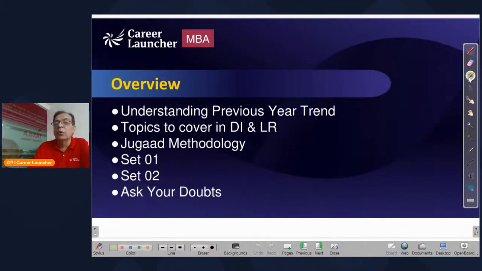Now, this is what we are going to focus on today. We look at very briefly the trends. We look at what topics to cover briefly. Yes, I know many of you are aware of what topics to cover, but there will be a large number of students who will be taking CAT for the first time. So some broad idea to be given to them.